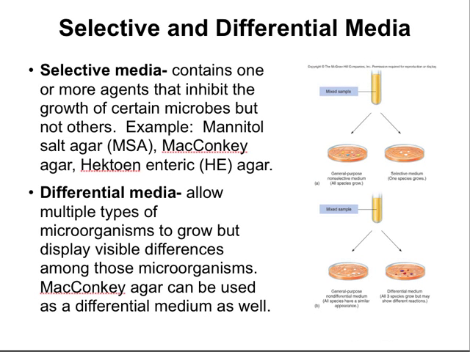Next, we have selective or differential media, again, by their functional type. Selective media contain one or more agents that inhibit the growth of certain microbes, but not others. We'll take a look at a couple of examples on the next page. Then differential media allow multiple types of microorganisms to grow, but display visible differences between these microorganisms. So it allows us to differentiate between particular microorganisms.